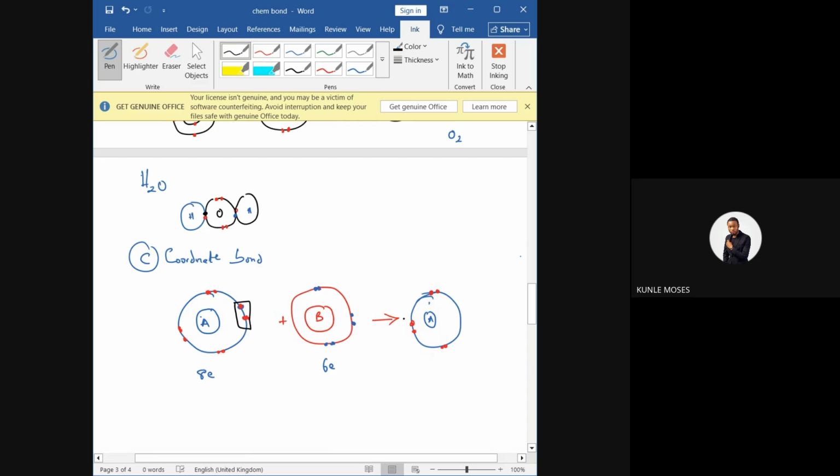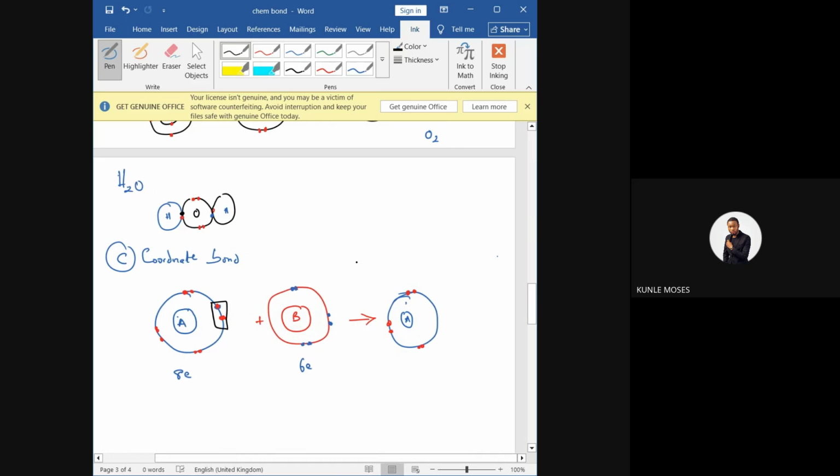But B is not donating anything, unlike covalent, where the two of them are donating. Please, do we get it? Hope it's not confusing. Now we have something like this.